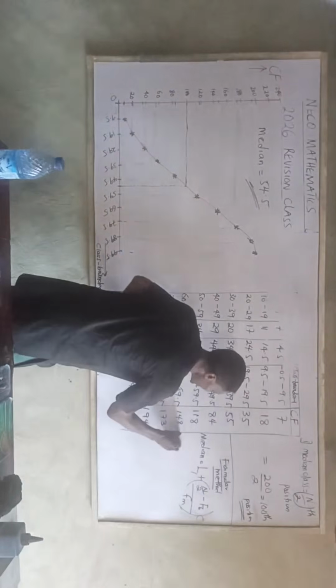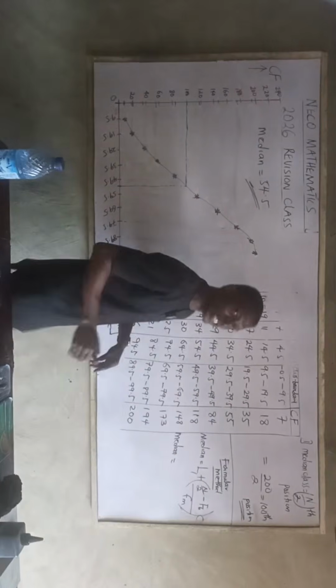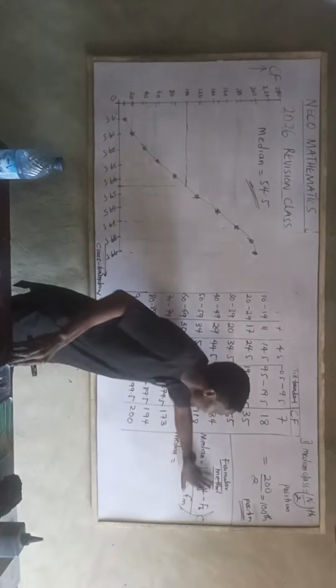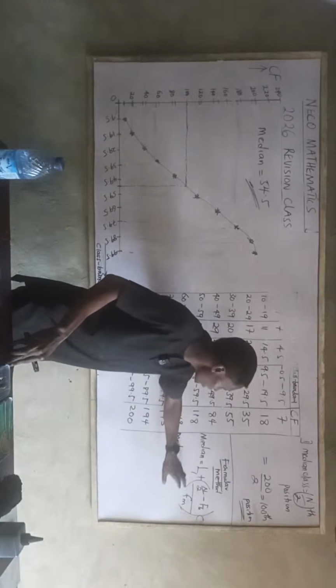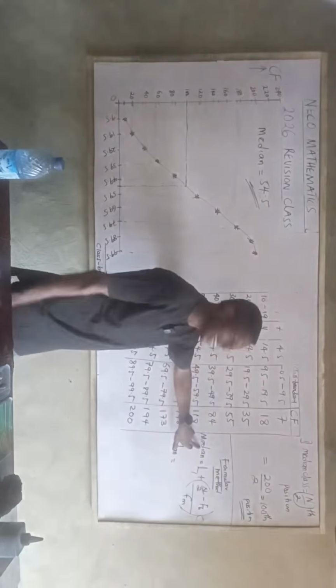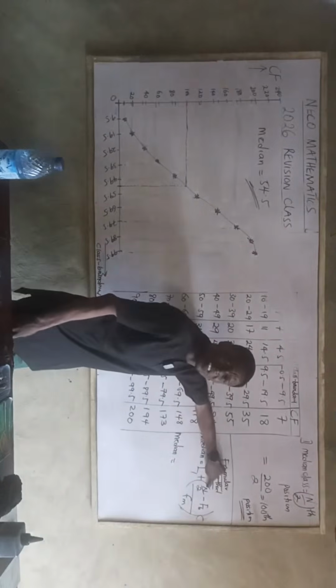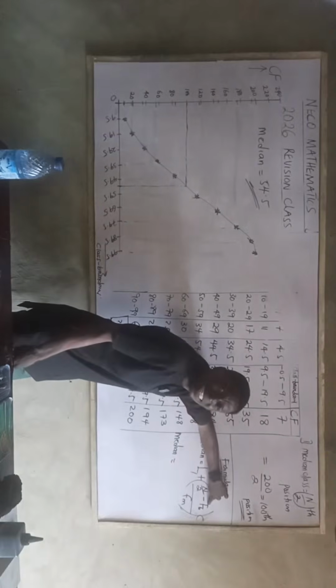All right, so here the median equals L1. Here you need to understand the symbols of all of these. L1 means the lower class boundary of the median class itself. N here means the sum of the frequencies. FB means, notice this is a capital letter F.